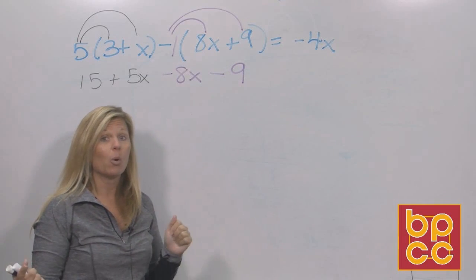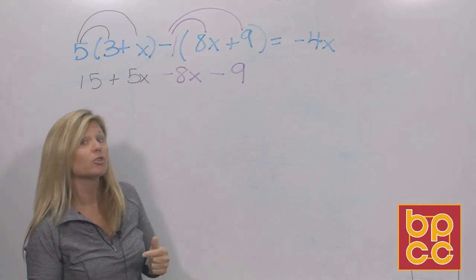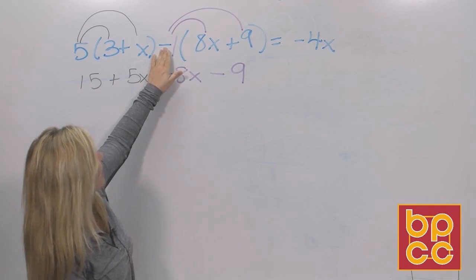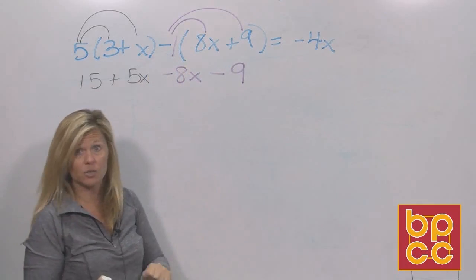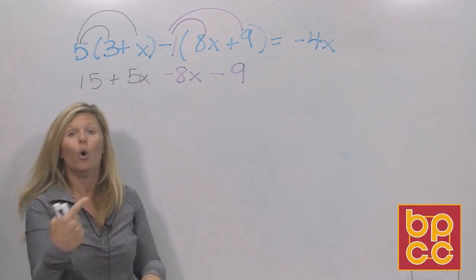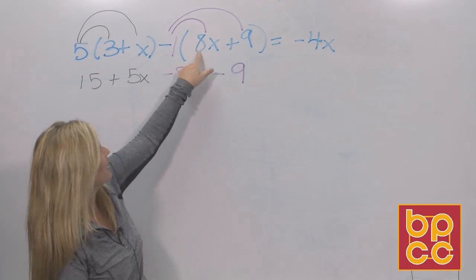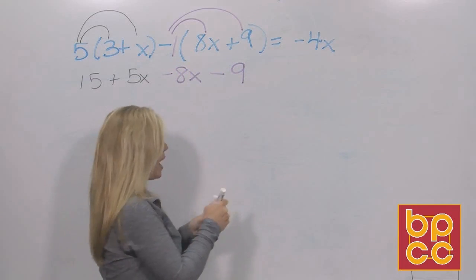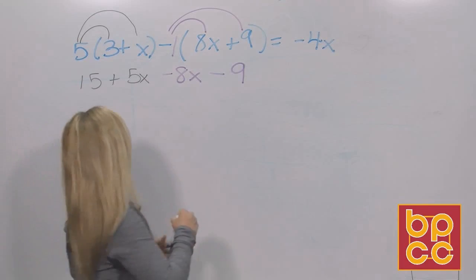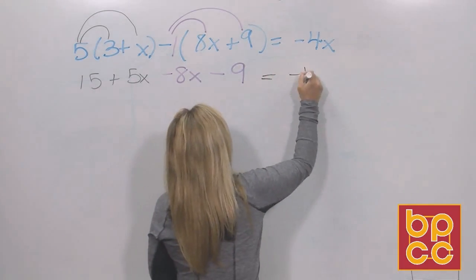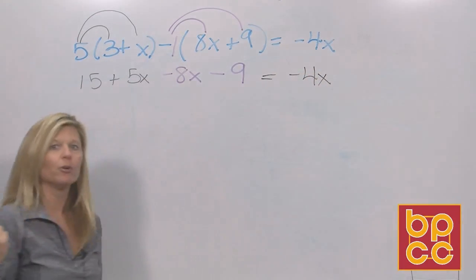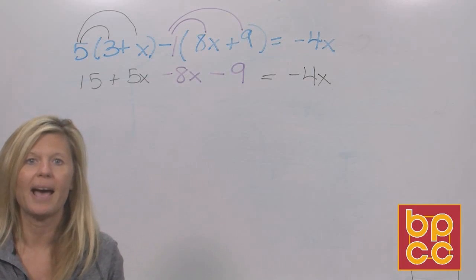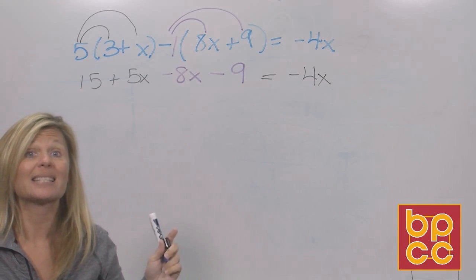So I, nor do your teachers, care. Do you think of it as subtracting and you just change the signs, which I did here? Or do you think of it as distributing a negative 1, which changes the signs? Okay? Either way, I'm following get rid of parentheses first. And this equals negative 4x. Step 2, get rid of fractions or decimals. We don't have them. Step 3 now says collect like terms.